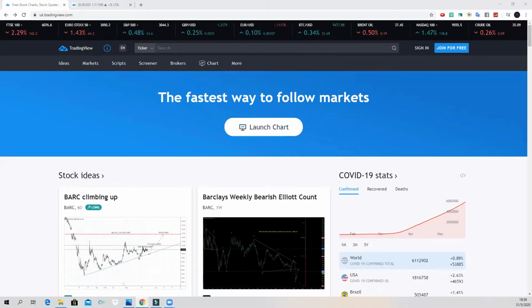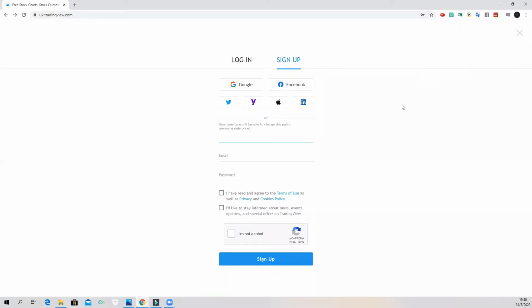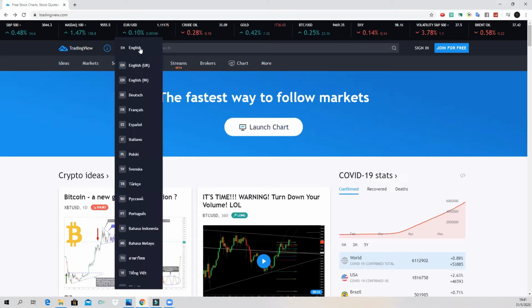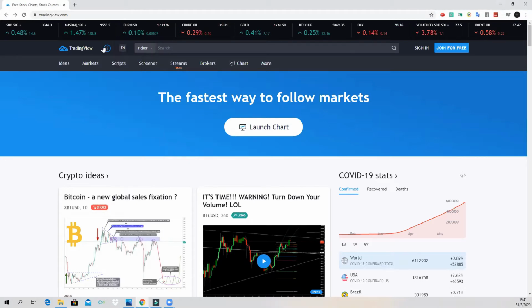This time we are going to talk about TradingView.com, where we can watch everything that is happening within the global markets. On TradingView, we can join for free or open our account for free just by clicking here. We can register through a Google account or a Facebook account. Within the platform, we can choose the language. In this case, we are going to choose English.